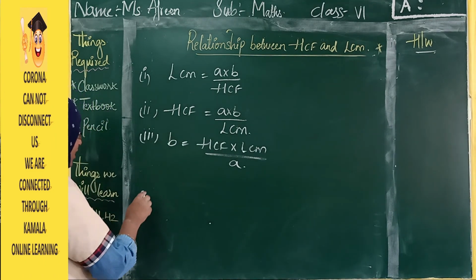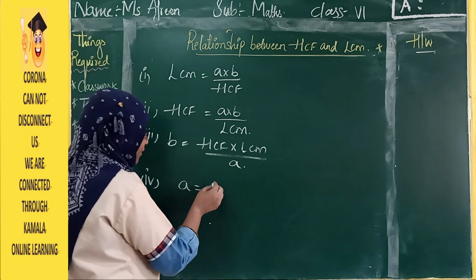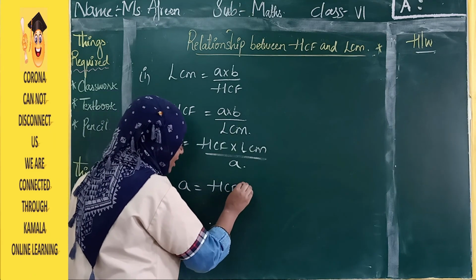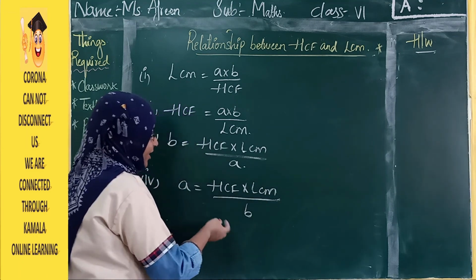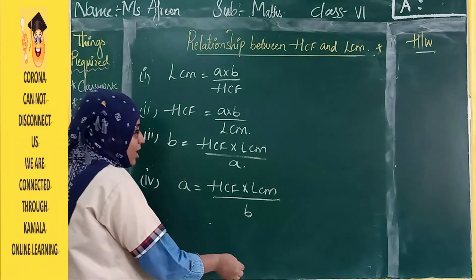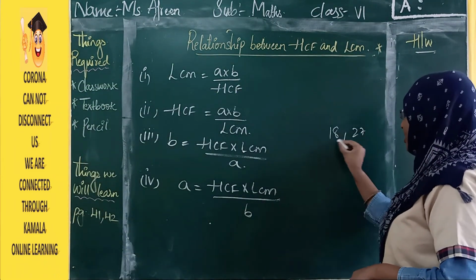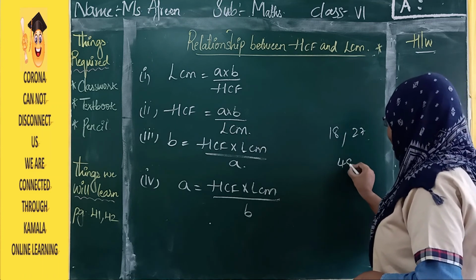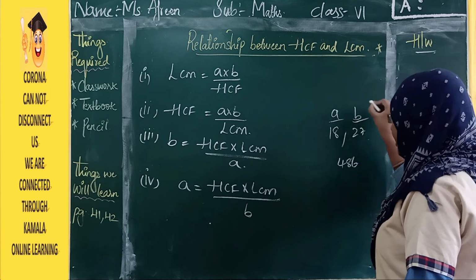The next, the fourth one: it gave you the value of B and asked you to find the value of A. So HCF into LCM by B. Why are we writing A? There are two numbers; they said the product of two numbers. Here, 18 and 27 are the two numbers. We multiplied and got 486. Now I am saying A is 18 and B is 27.